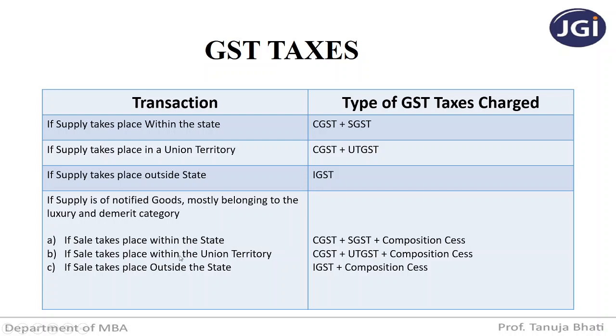Now if the sale takes place within the union territory, obviously it is CGST plus UTGST plus compensation cess, because this is a notified good belonging to the luxury and demerit category. If the sale takes place outside the state, obviously IGST plus compensation cess. So compensation cess is charged only on those products which are specified by the government, and usually these are products of luxury category or sinful category, like demerit category, harmful category.